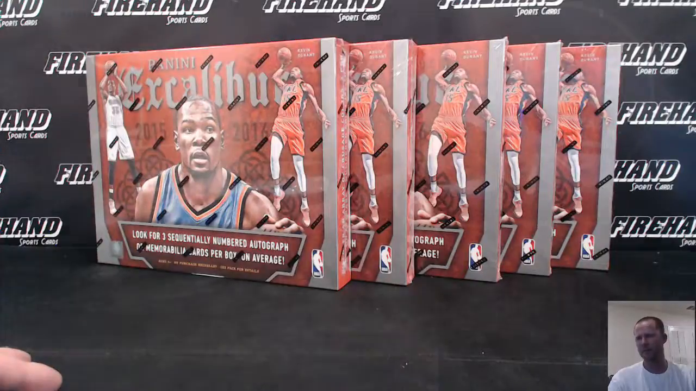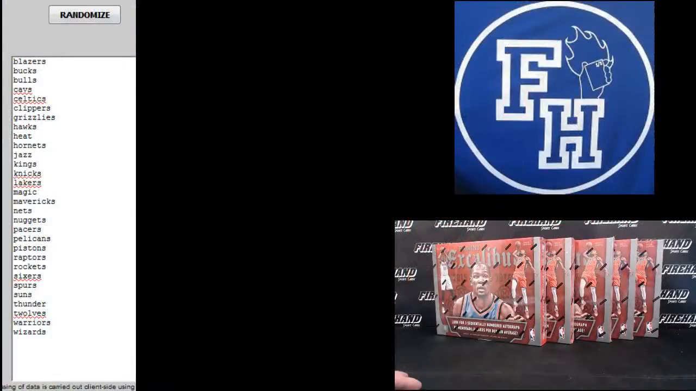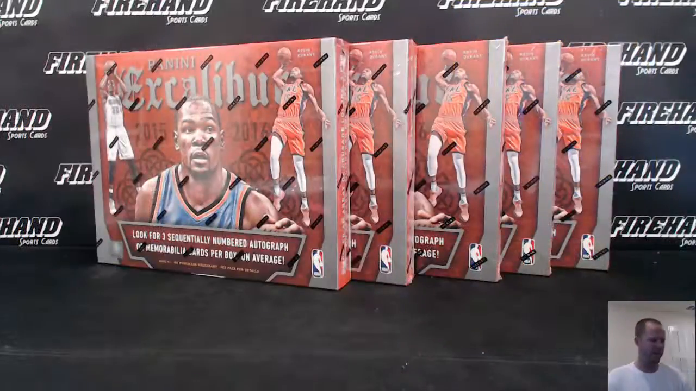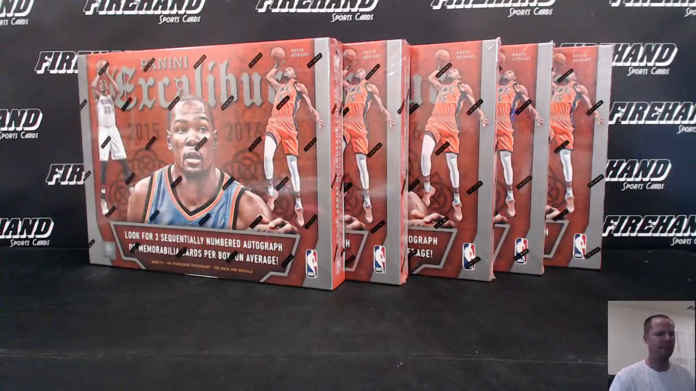All right, guys, here we go. Excalibur. Five boxer number 12. With two more promo spots for Immaculate 15-16. Good luck, all 30 teams are in.